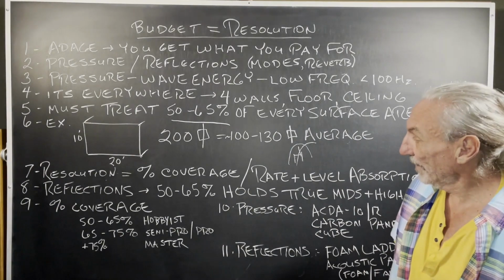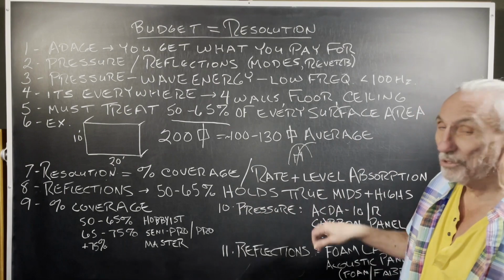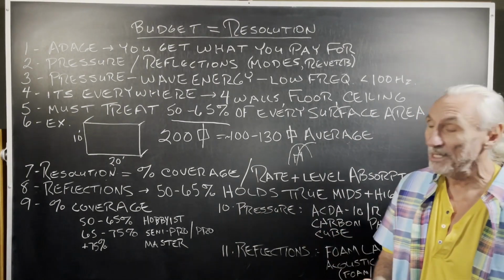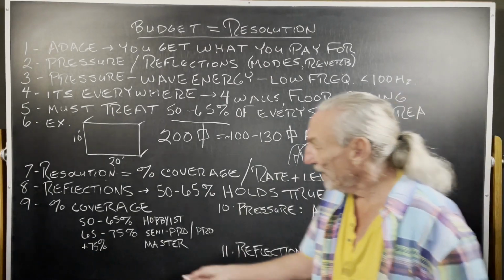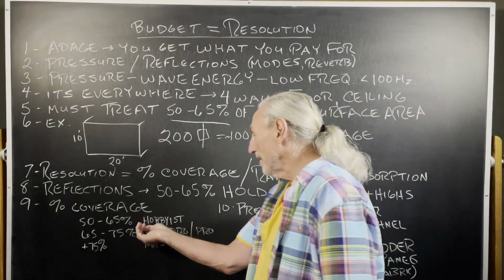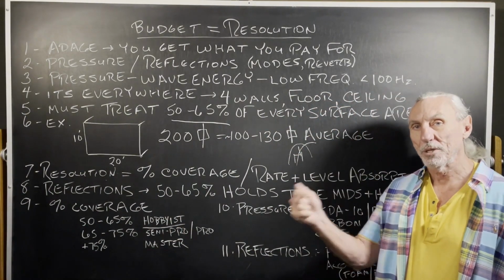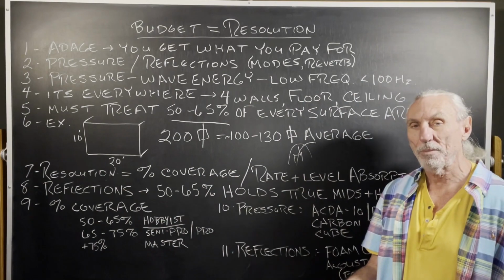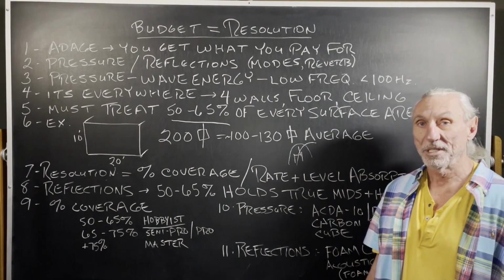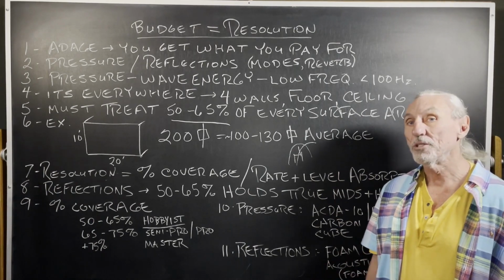All right. Reflection, 50 to 65% holds true pretty much for middle and mid-range and for low frequency. So we add it all up. What do we get? If we have 50 to 65% coverage, we're just getting the room to a point of critical mass where all the effort we put into it really has an audible difference. You immediately go, wow, this is way better.